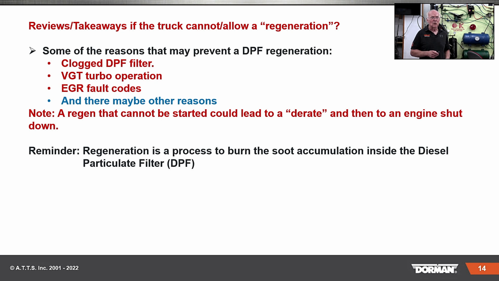A little note there: a regen that cannot be started could lead to a derate and then to an engine shutdown, okay? So again, the regeneration process burns the soot accumulation inside the diesel particulate filter. It's just a little reminder from part 1 and so on.